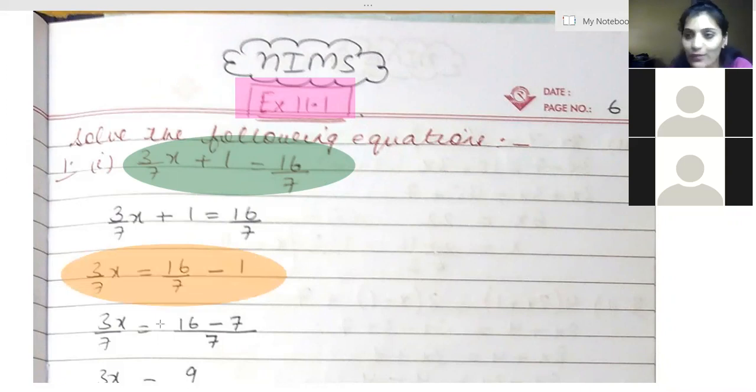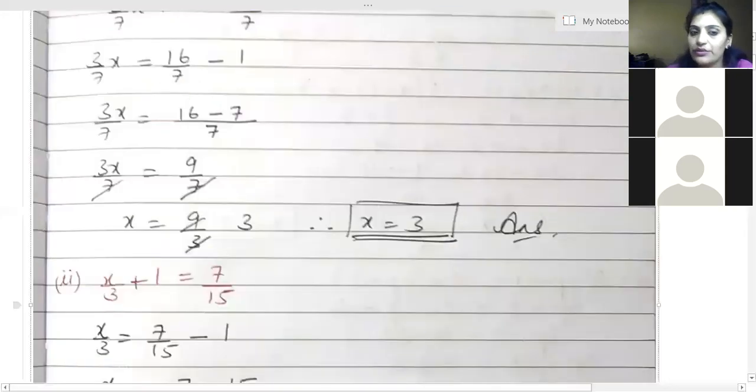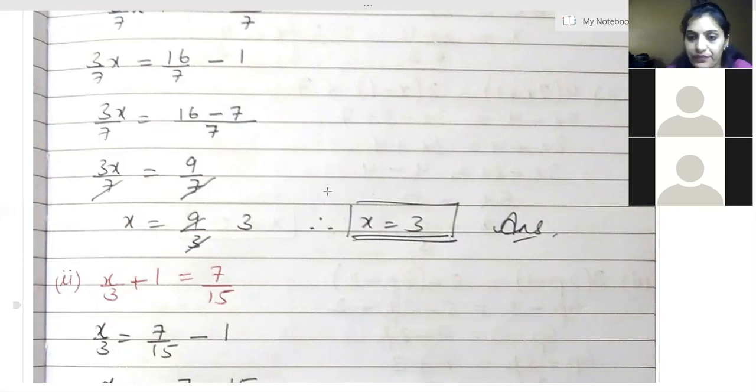Now we'll have to take LCM. So it will be 3 by 7x is equal to 16 minus 7 by 7. So now 3x becomes equal to 9 by 7. 7 is common, so it got struck off. So x is coming out to be 3. So our value of x is coming out to be 3. Very good.